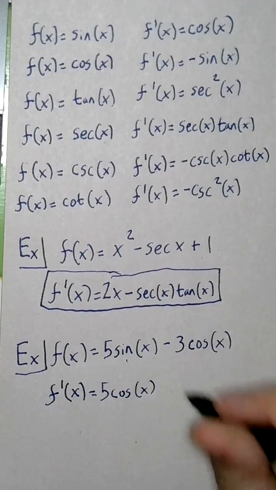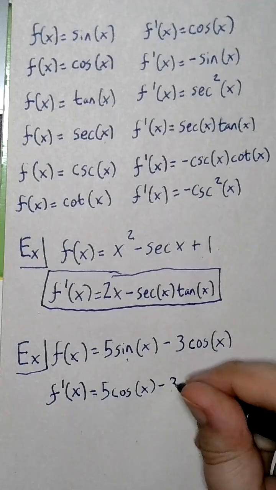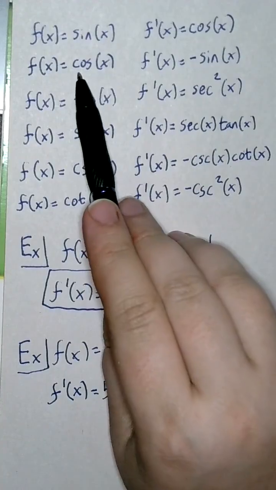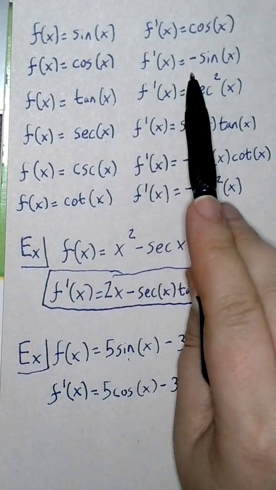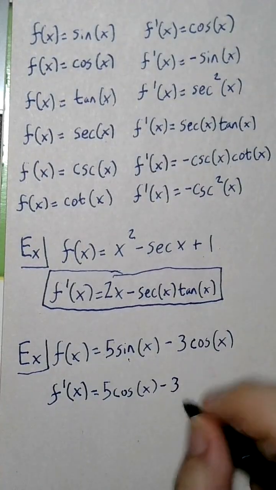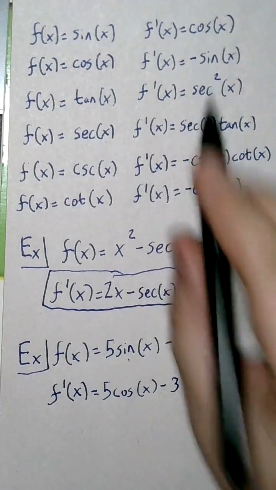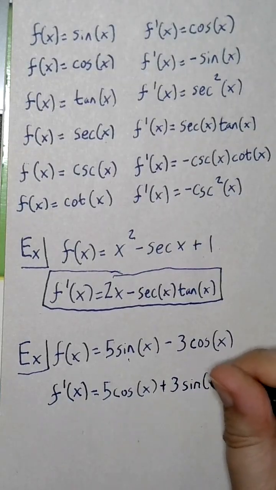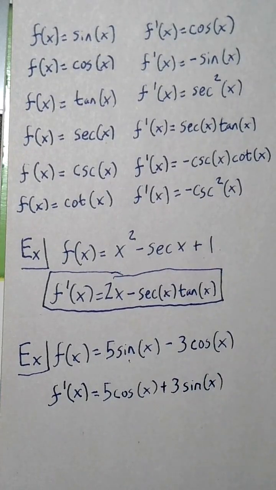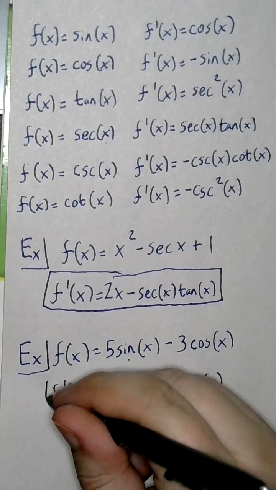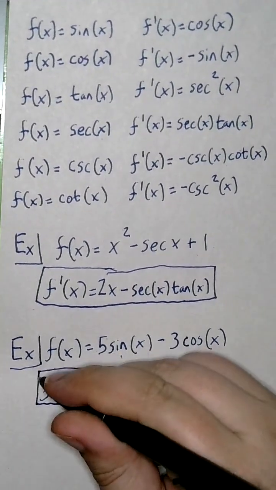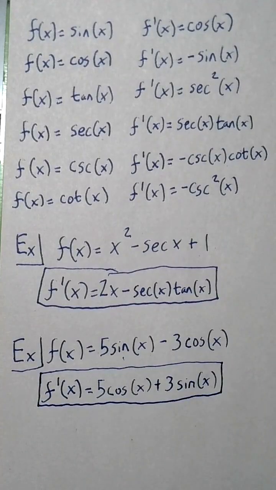And then I'm going to bring along the negative 3. Derivative of cosine, looking up here, what's its derivative? Its derivative is negative sine. So this is going to be negative sine. A negative times a negative gives me positive, so I'm going to flip that to positive and make that sine of x. And that's it. That is really it.